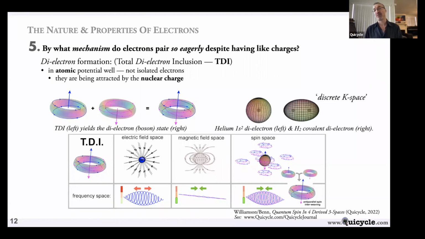Now, here are two of the most common examples of the di-electron: the helium electron shell, which contains two superimposed electrons, and the hydrogen molecule, which also has a covalent bond representing two superimposed electrons. I like to call this a discrete K space. What that means is, K space refers to crystal space.